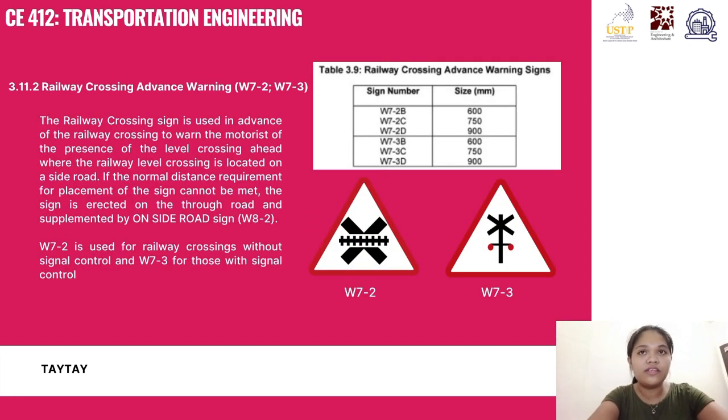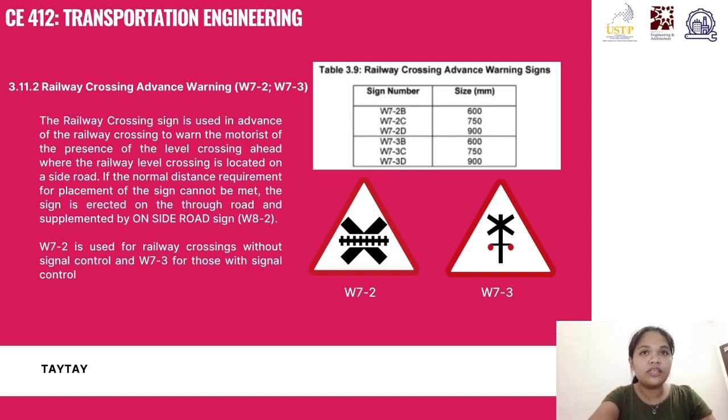These next signs are used before reaching the actual railway crossing. The W7-2 sign is used where the railway doesn't have signal control, while the W7-3 is for crossings with signal control. If the crossing is on a side road, the sign is placed on the main road and supported with an on-side road sign, which is the W8-2.